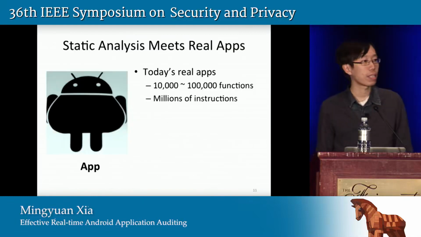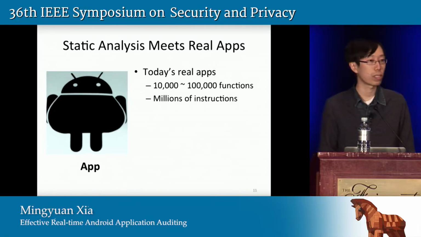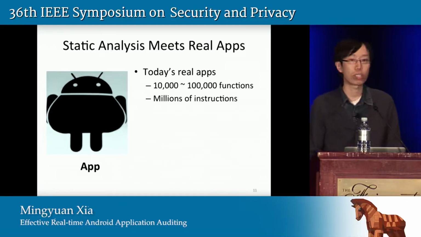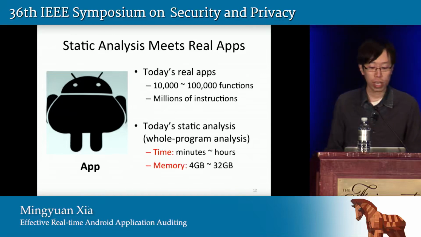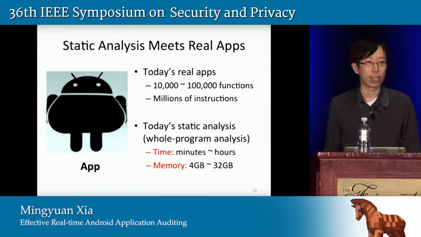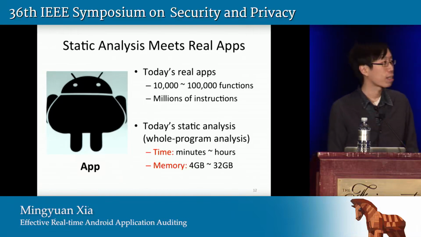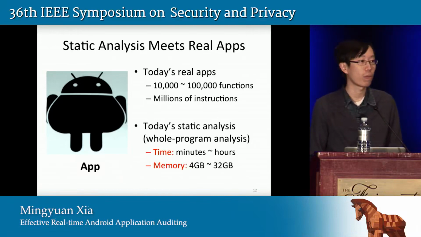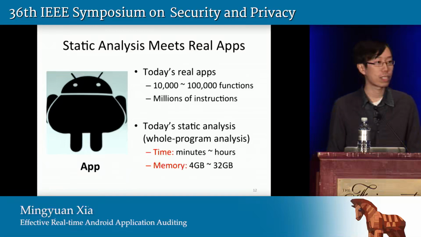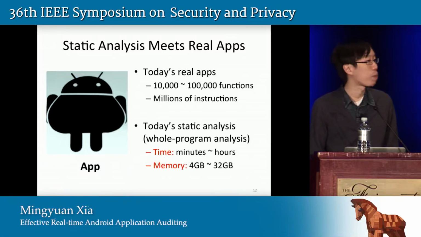Because nowadays, Android apps are becoming way more complicated than usual. A typical app has tens of thousands of functions, which is millions of instructions that have to be examined. Today's static analysis tools are all performing whole program analysis, and will need an analysis time on the scale of minutes or hours, and a great amount of memory to run. Definitely, these tools are not practical for mobile users right now.